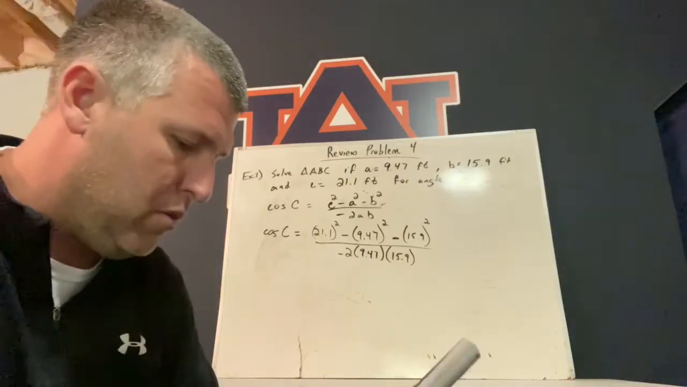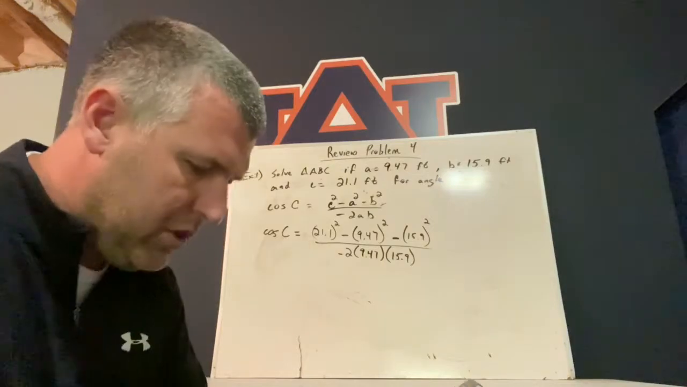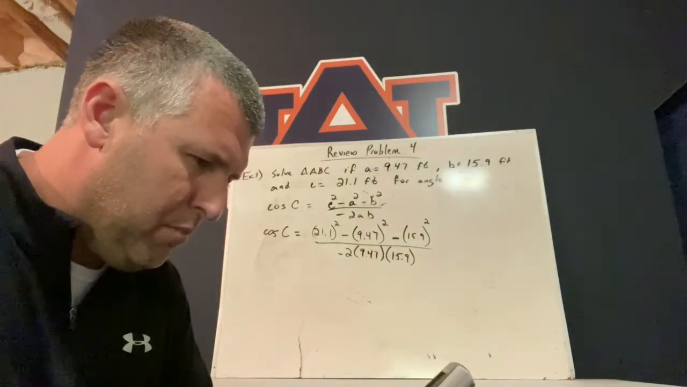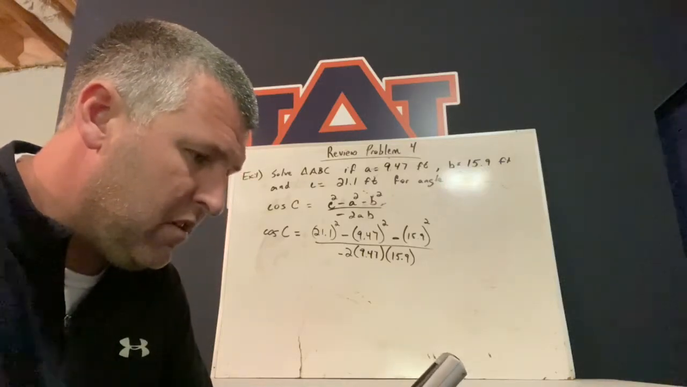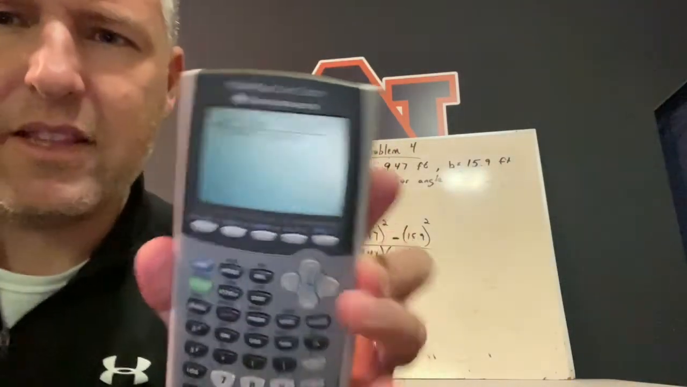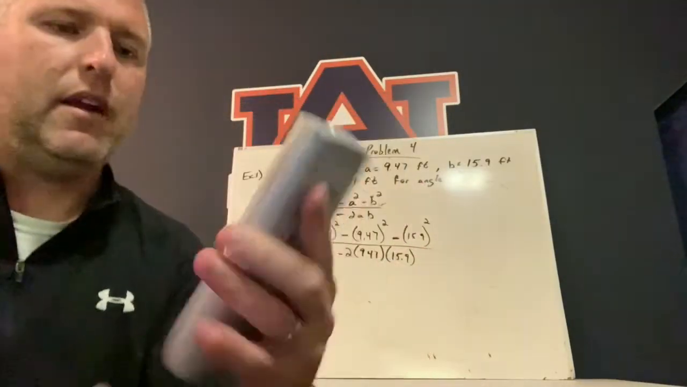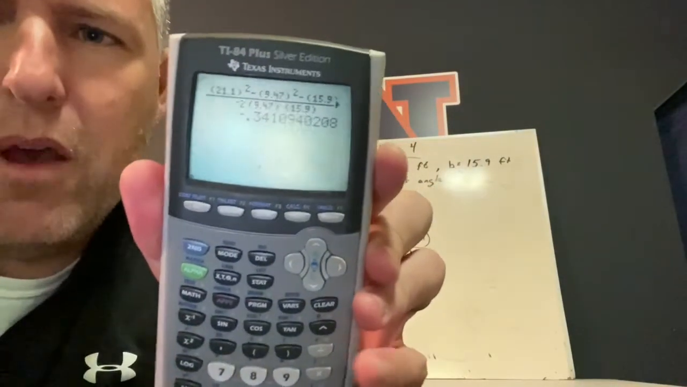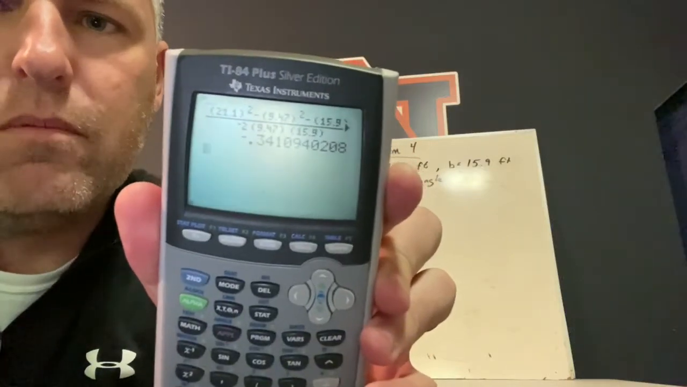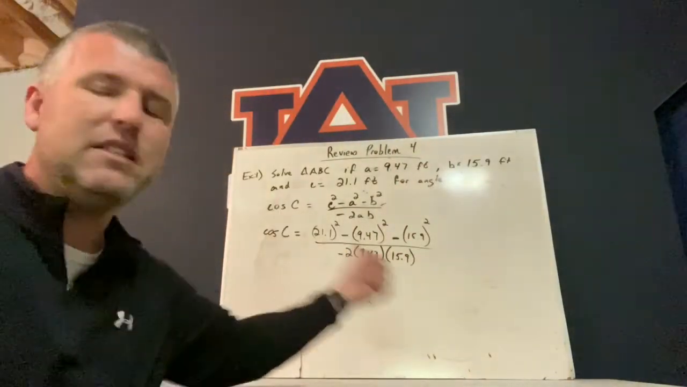On the bottom, I'm going to go -2, parentheses 9.47, close parentheses, parentheses 15.9. So I just straight up plugged it directly into my calculator. I'm going to hit enter now. And like I said, I came up with a negative value. That's okay, because that's not my answer.